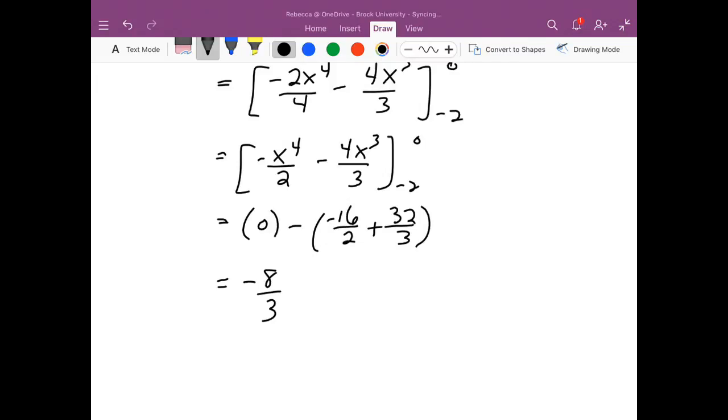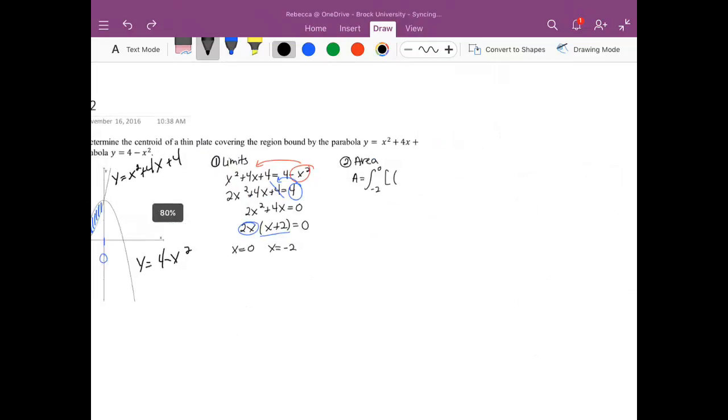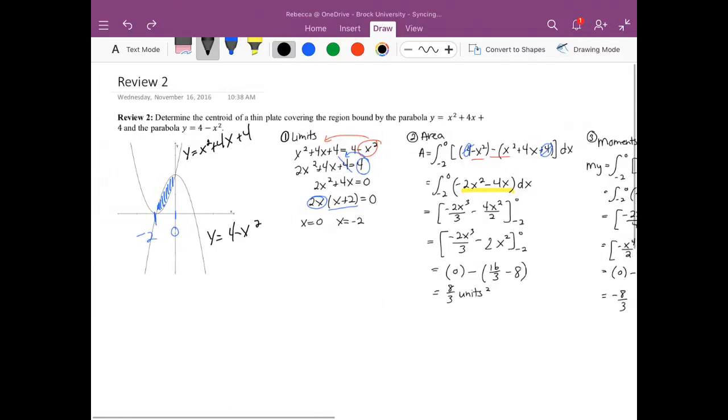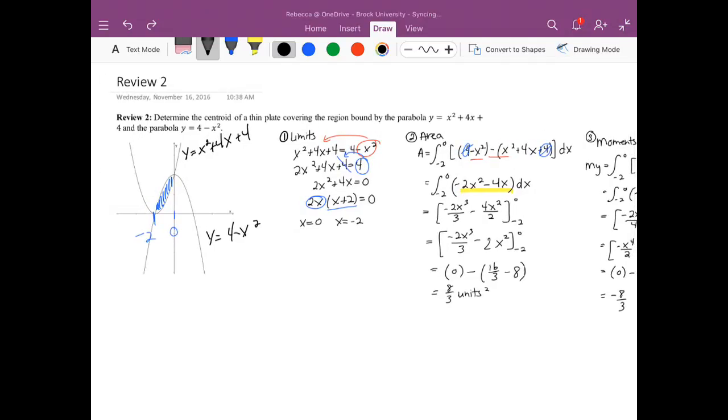And again, I'm getting a negative answer, so I'm going to just double check that that makes logical sense. So if I look at my graph here, I see that my flat plate is in the negative x coordinate. So that makes sense that my moment for my x value is going to be a negative number. So that's okay that it's negative. That's perfectly fine.